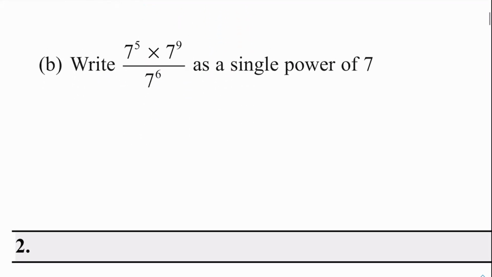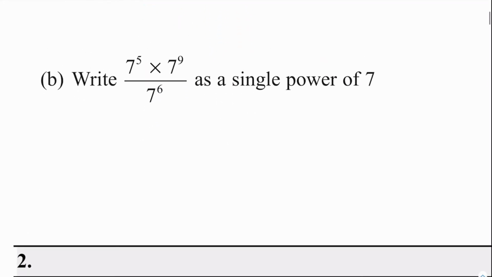So for part B, slightly different, we need to learn one of the rules here, which is when we've got a base, which is in this case 7, multiplied by another base, and we have 2 powers, what we have to do is add these 2 powers together. The important thing is the base must be the same. If the base isn't the same, say if this was a 6 here, we won't be able to do this, but as it is the same, we can therefore rewrite our question as 7 to the power of 14, and this is over 7 to the power of 6.